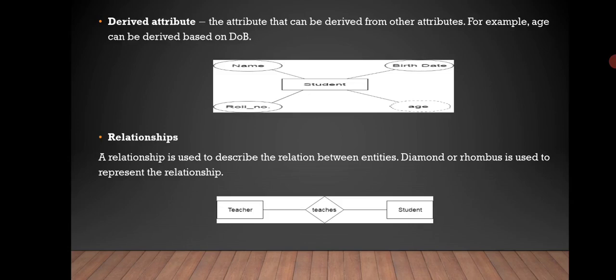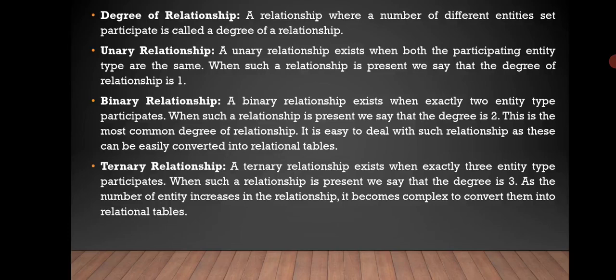Relationships are used to describe the relation between entities. A diamond or rhombus is used to represent the relationship. Degree of relationship is the number of different entity sets that participate in a relationship. The unary relationship exists when both the participating entity types are the same, and when such a relationship is present, we say that the degree of relationship is 1.